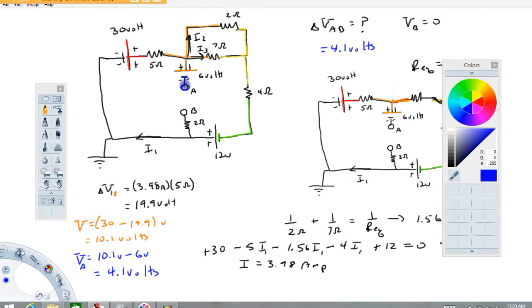So I hope that this video helps demonstrate how to calculate potential difference between 2 points in a circuit.